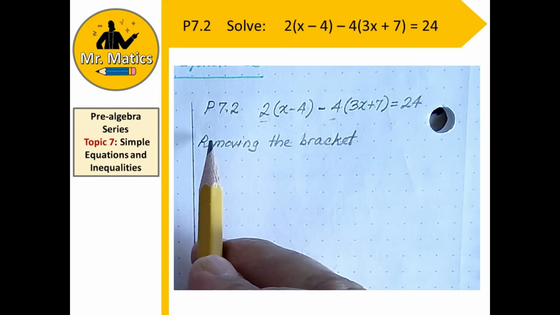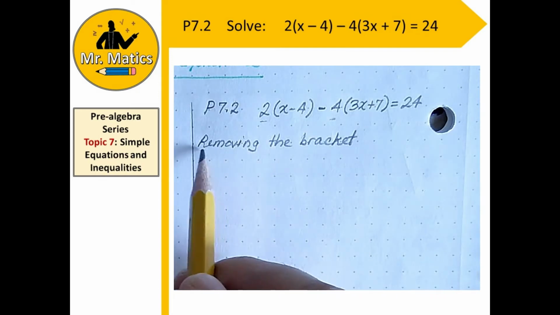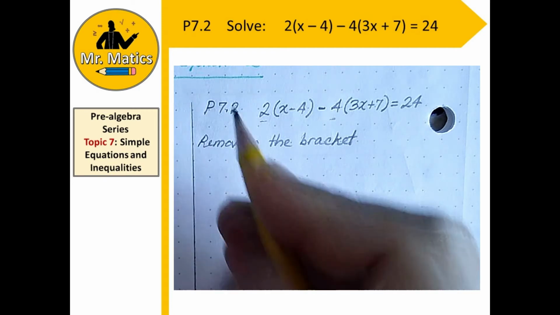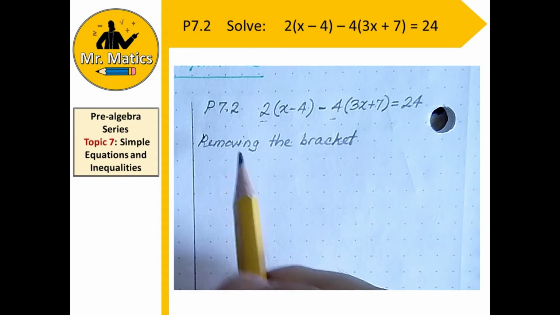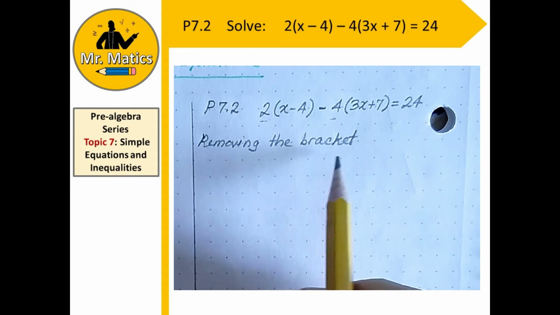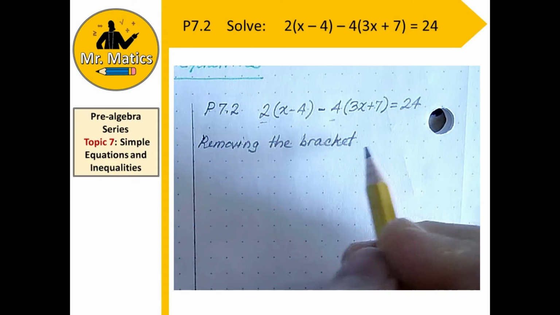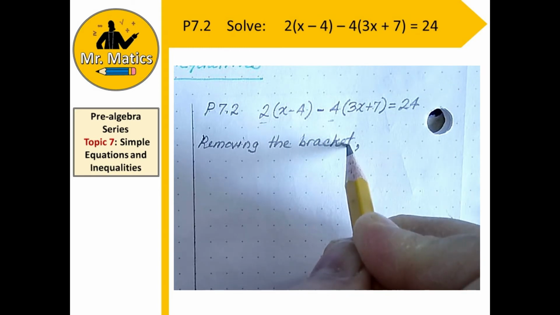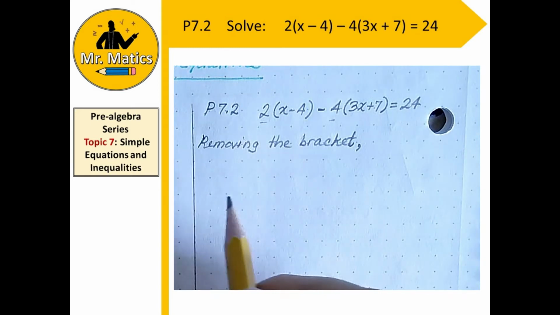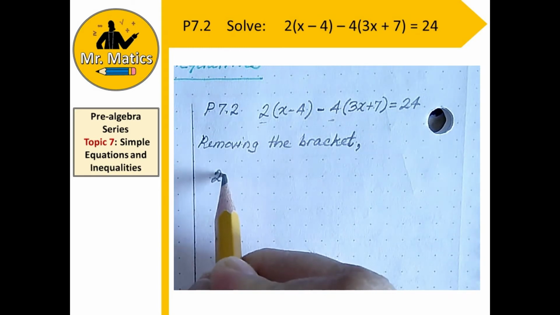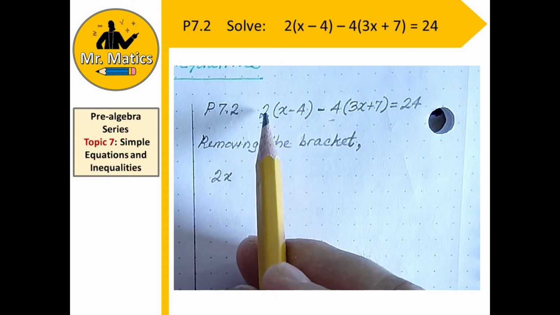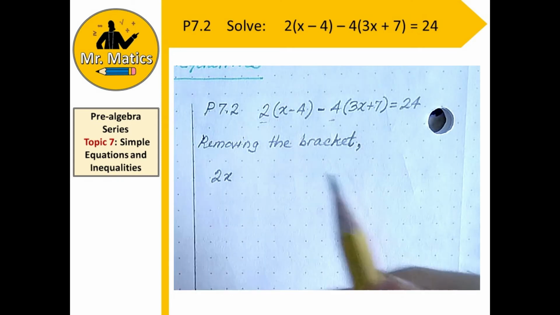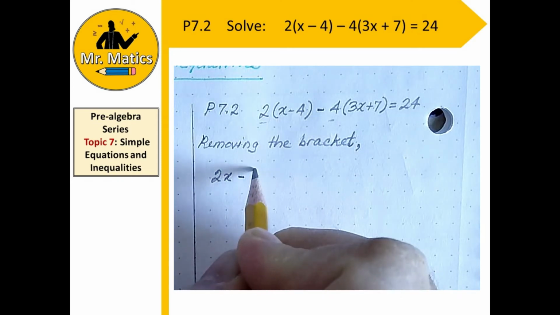Since you are learning this new, I am stating this, but later on, as we progress through this course, I will not mention it separately. I'm removing the bracket. We get 2x. So 2 gets multiplied with x, and then 2 gets multiplied with negative 4. So 2x minus 8.